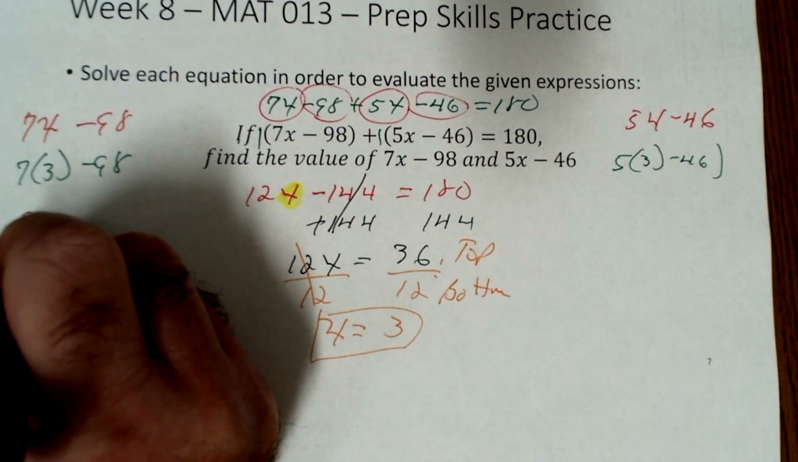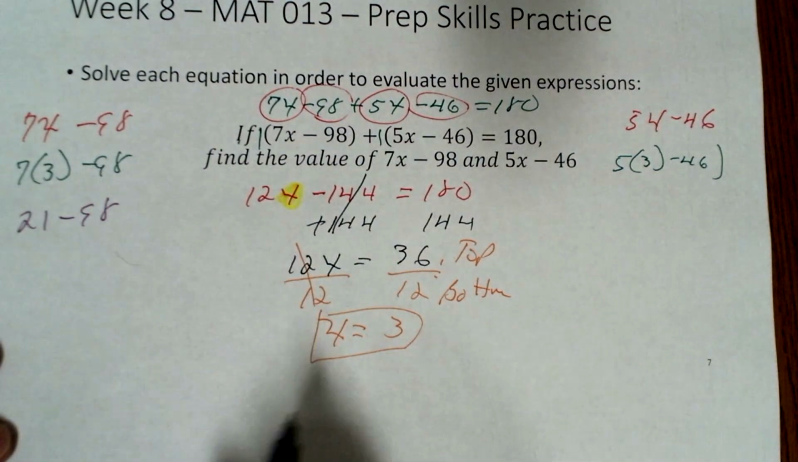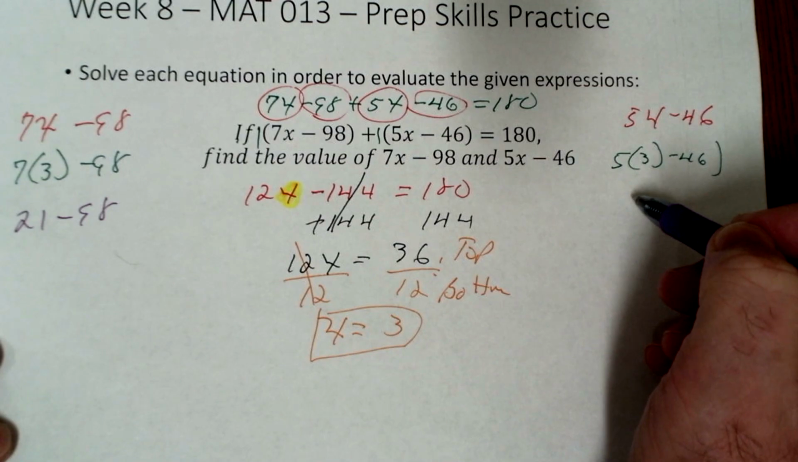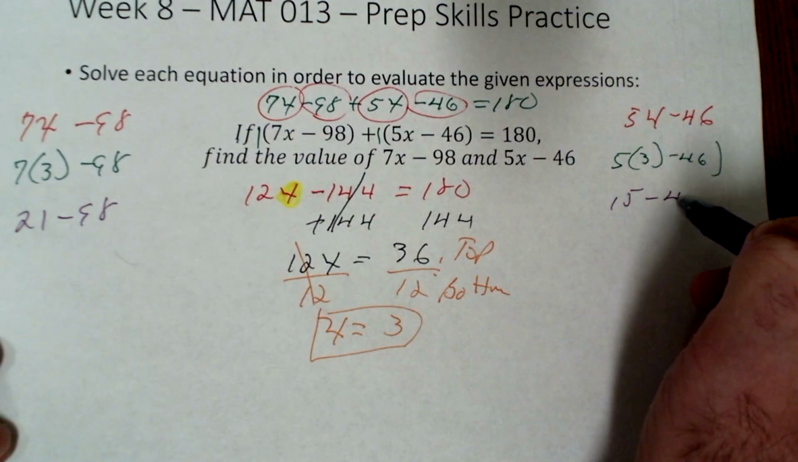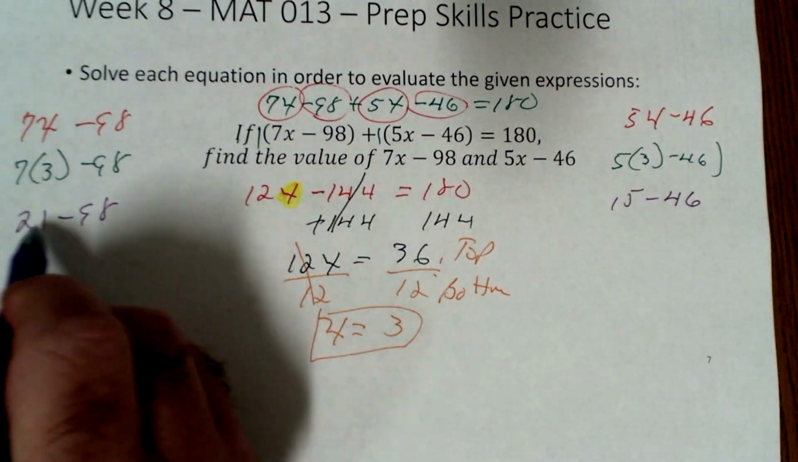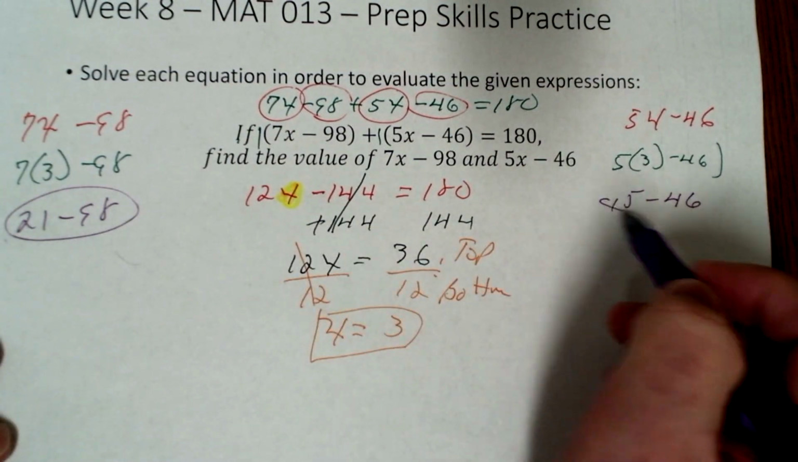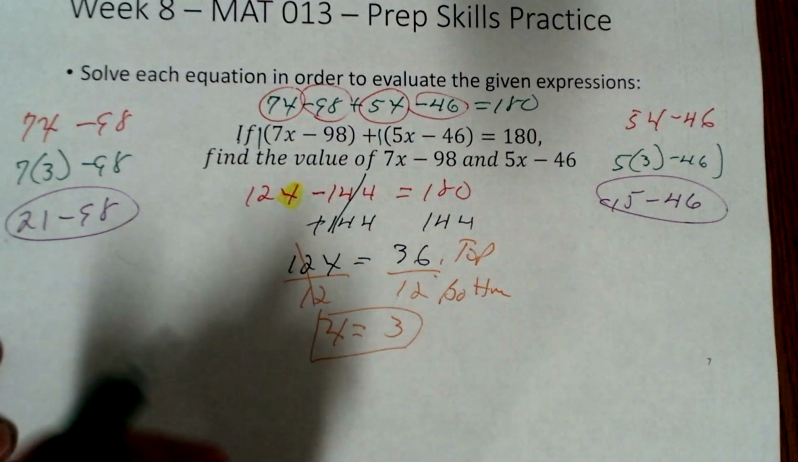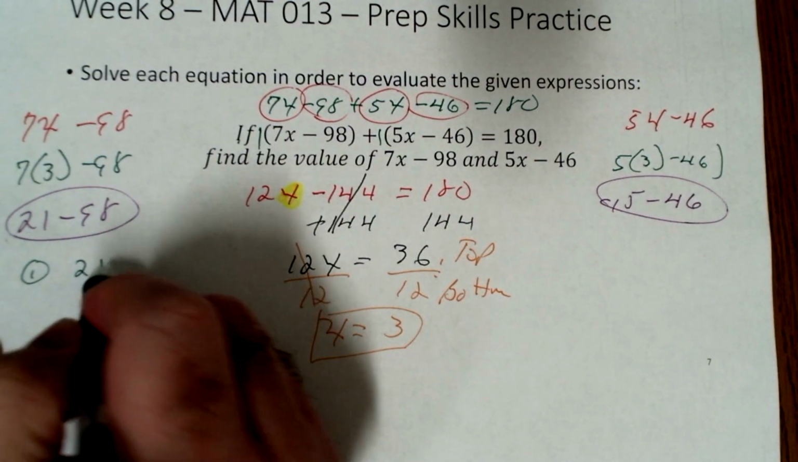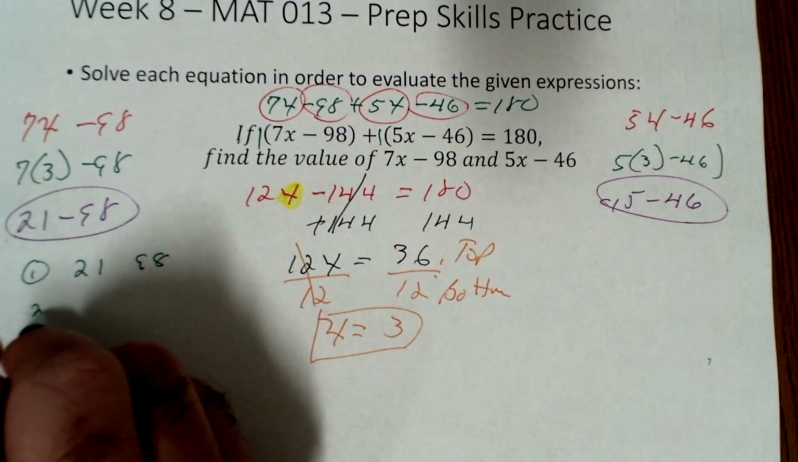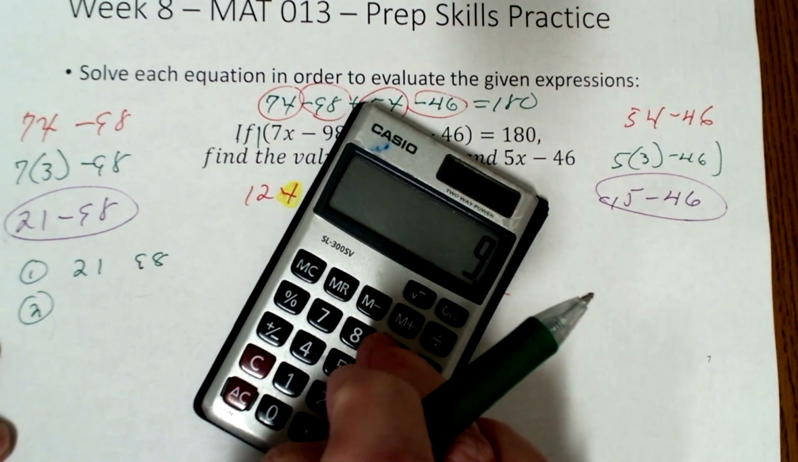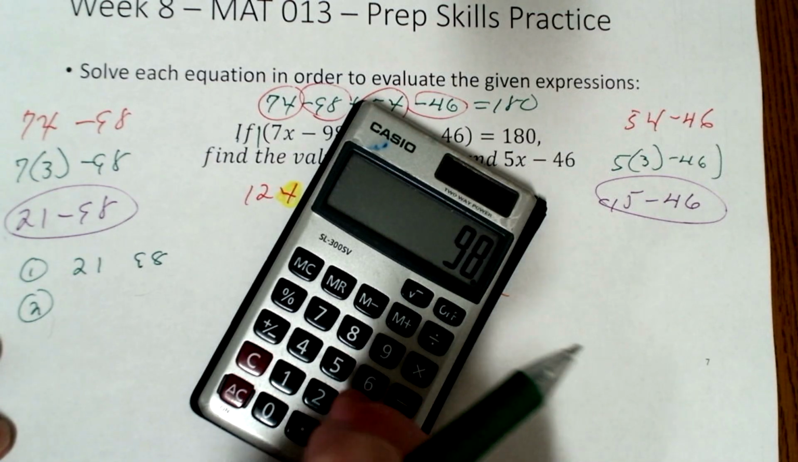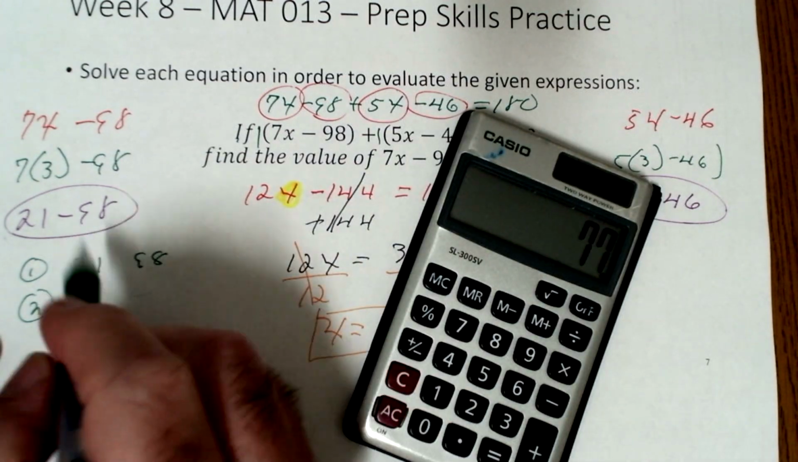7 times 3 is 21 minus 98. And over here we have 5 times 3 is 15 minus 46. We're adding numbers with different signs in both cases. So what are we going to do? Step 1 says ignore your signs. Step 2 says subtract the smaller number from the larger number. So 98 minus 21 is equal to 77.